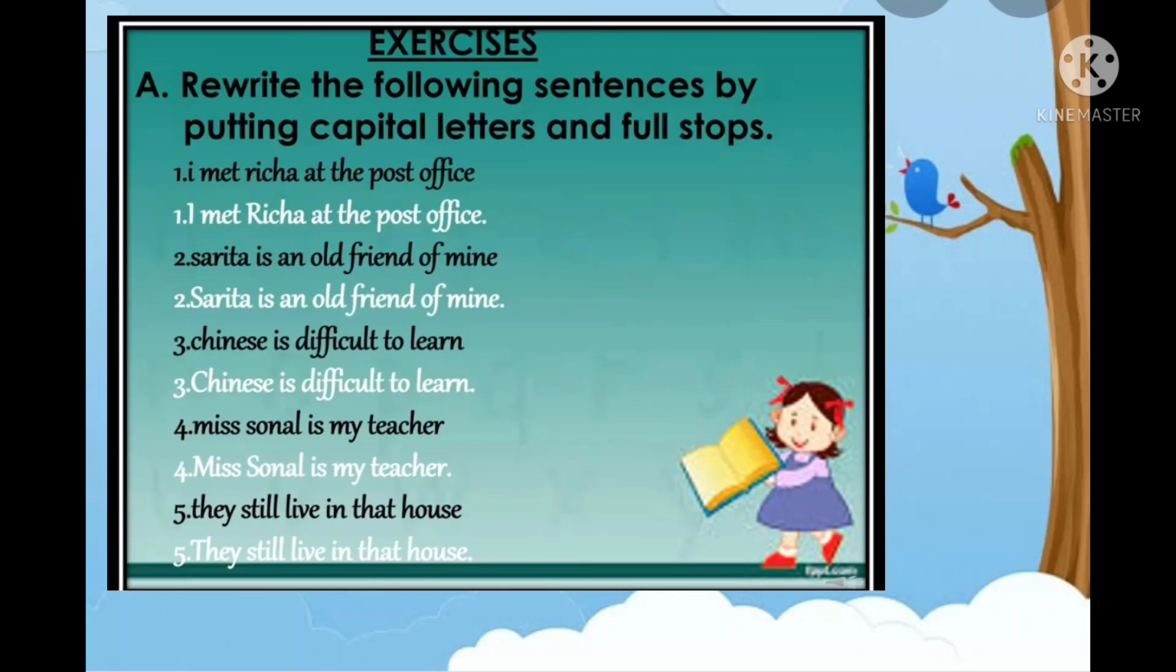Fifth one is they still live in that house. First alphabet is they, that is why T is written as capital letter and it ends with the full stop.